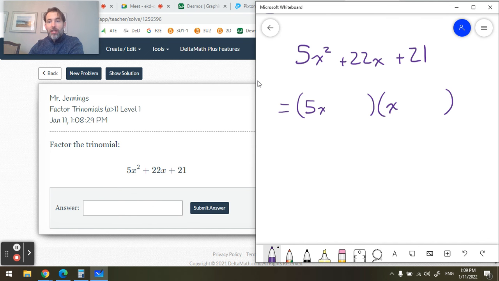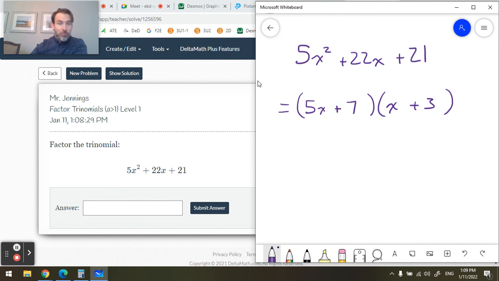All right, and then there's two ways to multiply to 21. There's 21 times 1, or there's 3 times 7. I know 21 times 1 is not going to do it, so I know 3 times 7 is going to do it. And so the plus 3 goes over here, and the plus 7 goes over here. And watch this. 5x times x is 5x squared. 5x times 3 is 15x. 7 times x is 7x. 15 plus 7 is 22. And 7 times 3 is 21.